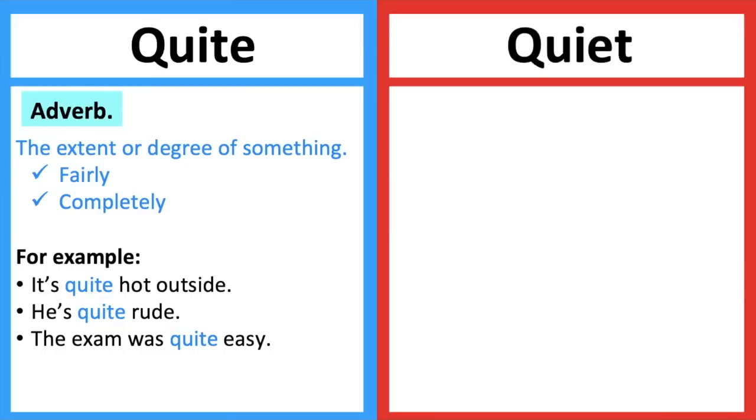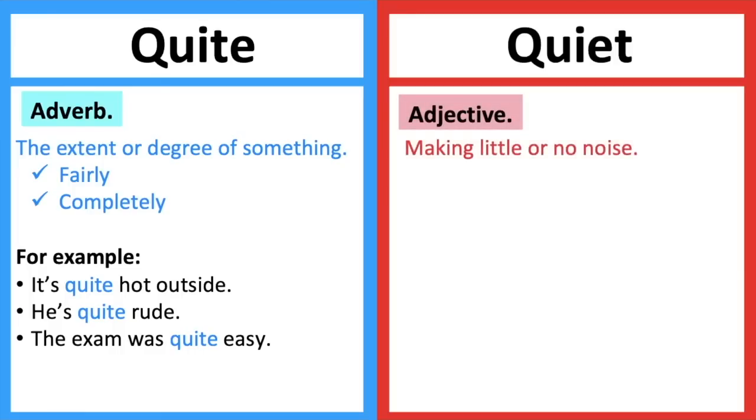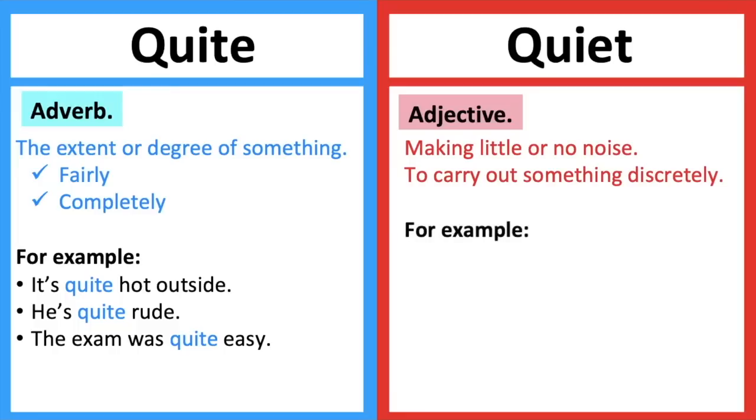Quiet. Quiet is an adjective. It means making little or no noise, or to carry out something discreetly. For example, it was very quiet in the office. In this example, I'm referring to the lack of activity or noise in the office.